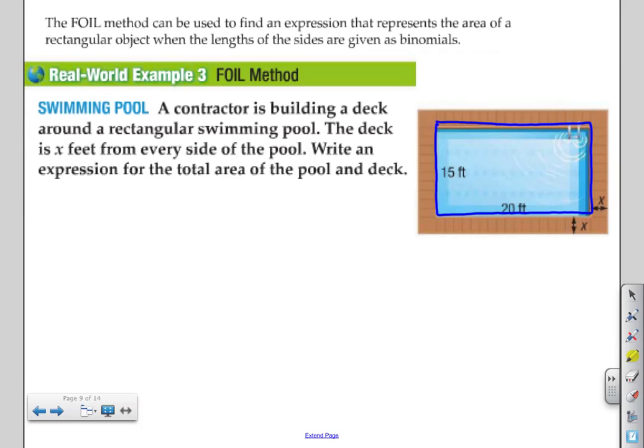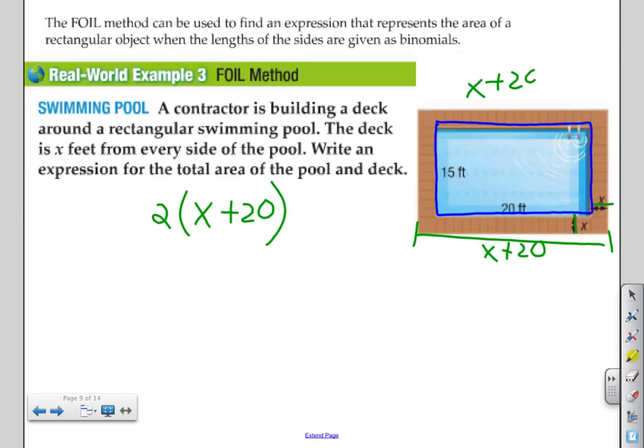But then the deck is this extra little bit right here and right here, okay? So write an expression for the total area of the pool and the deck. Well, we know that one side is going to be 2 times x plus 20, right? Because this side is x plus 20, and of course this side is x plus 20.